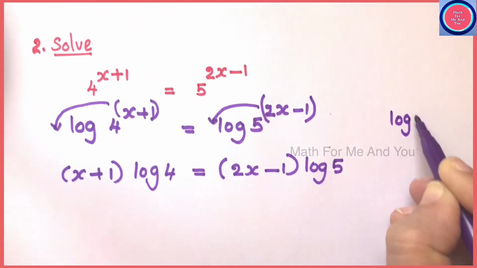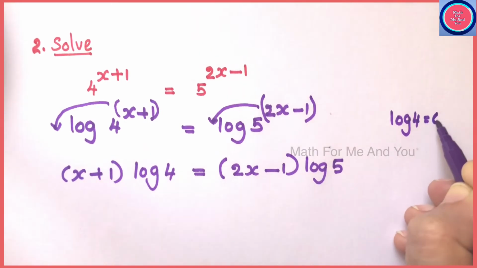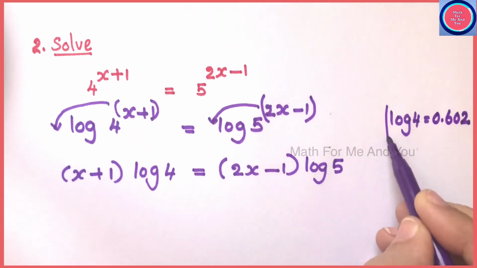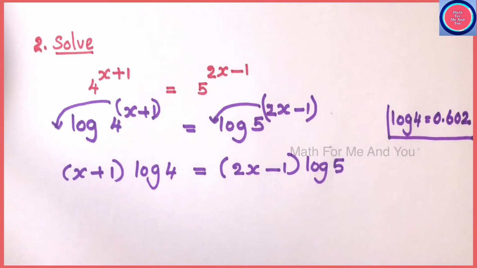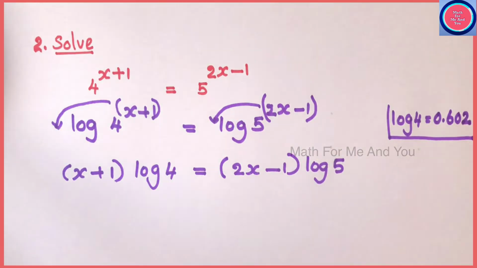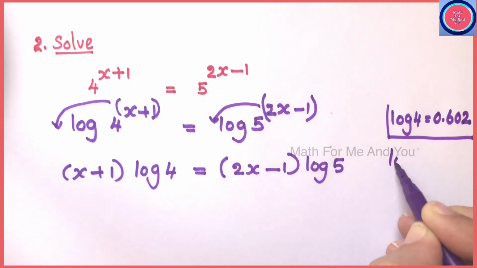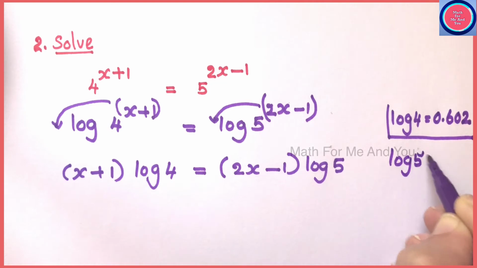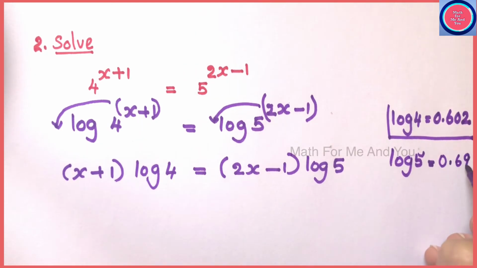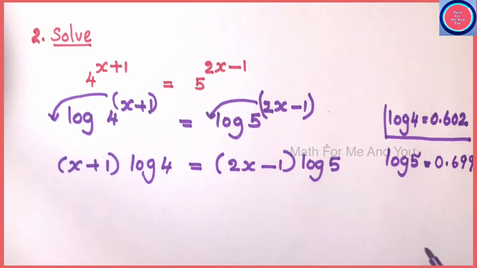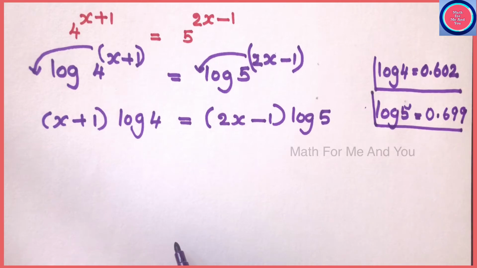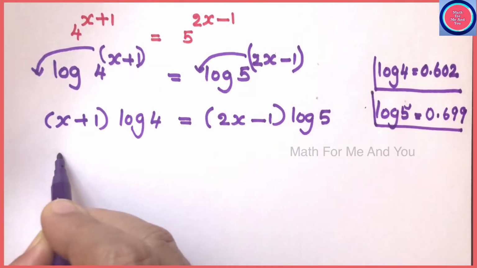What is log 4? Log 4 is equal to 0.602, and this is an approximate value. We corrected to 3 decimal places. Also log 5 equals 0.699, and we use these values and then we have to write the next step.